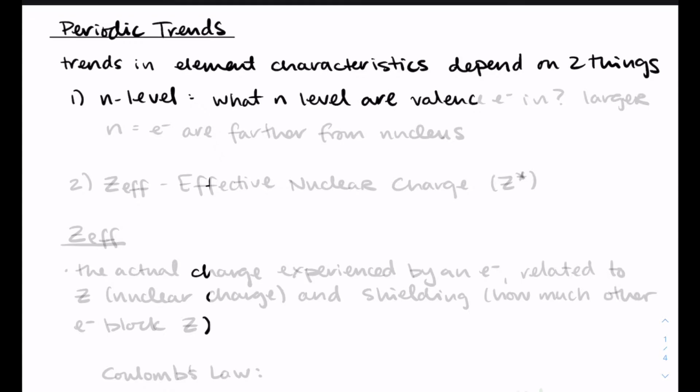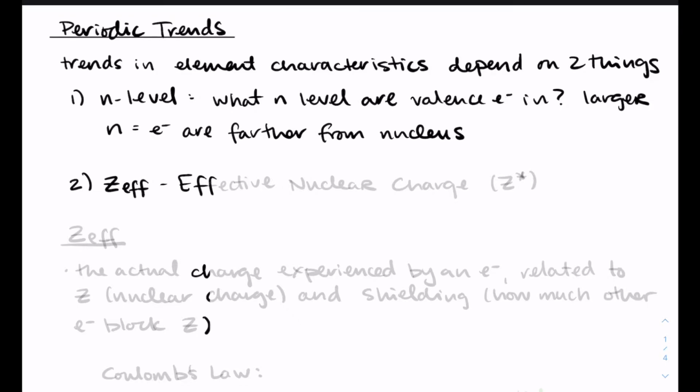We'll also end up talking about, anthropomorphizing them, how happy an atom is to get an extra electron. The second thing that we use to explain the periodic trends is something called the effective nuclear charge. So the n level, we have been working with this for a while, and we know how to find it from the periodic table.